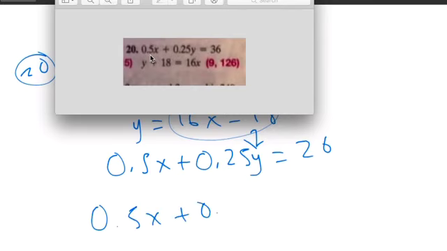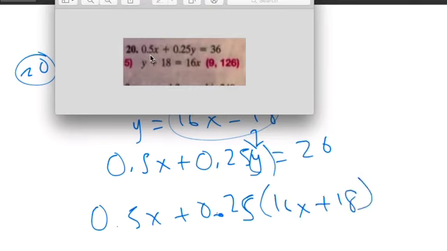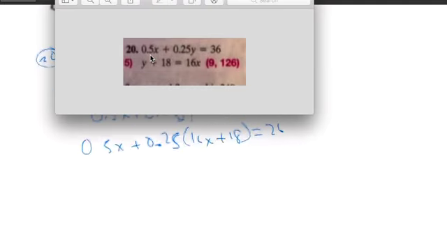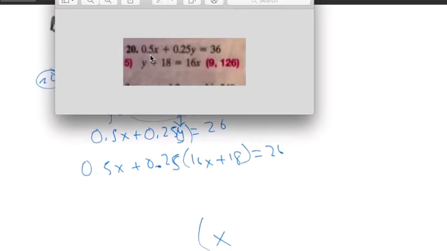Plus 0.25y. Instead of y, you put 16x plus 18 equals 26. You finish solving that, and that's for x. And I would have saved y plus 18 equals 16x. And then afterwards, when I find x, I go ahead and find y. Okay, I hope that helps you on number 20.